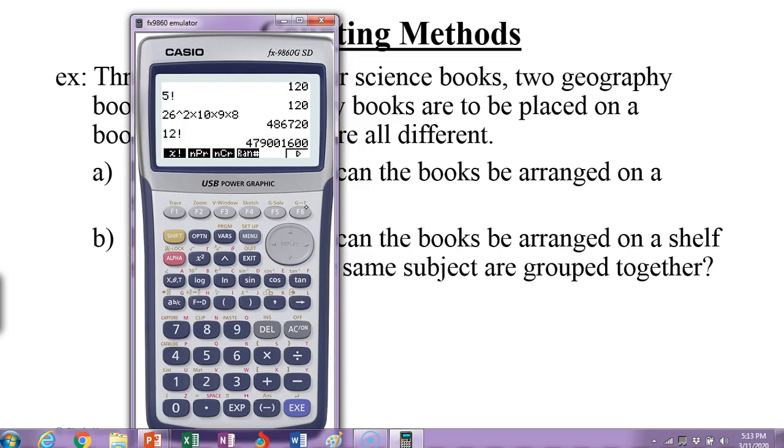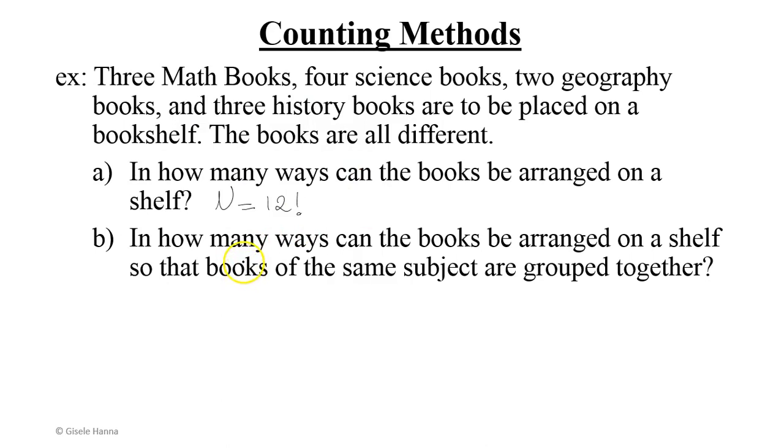So there are this many possibilities. If we look at part B, they're asking for the number of ways the books could be arranged on the shelf if the books of the same subject are to be grouped together. So what we're doing in part B is considering a block for math, a block for science, a block for geography, and a block for history.